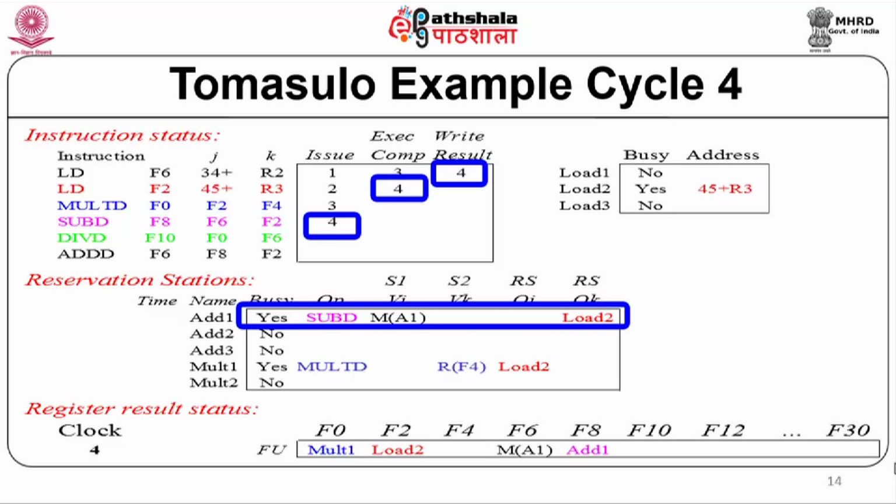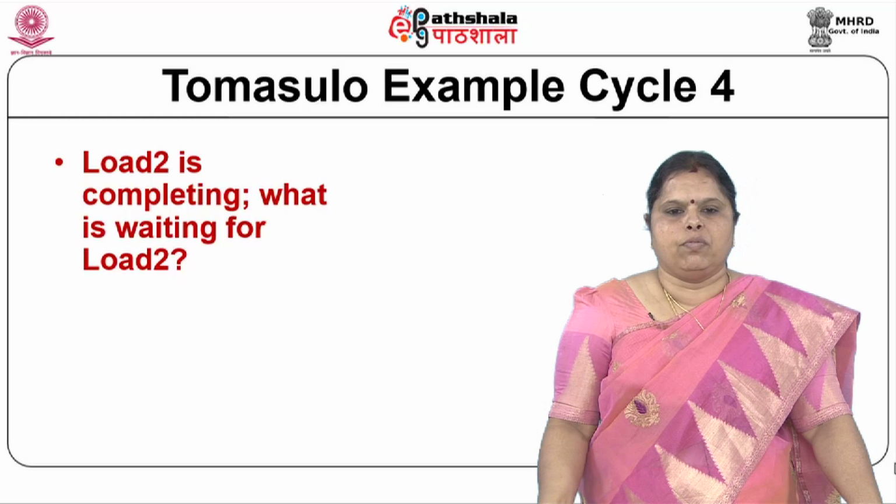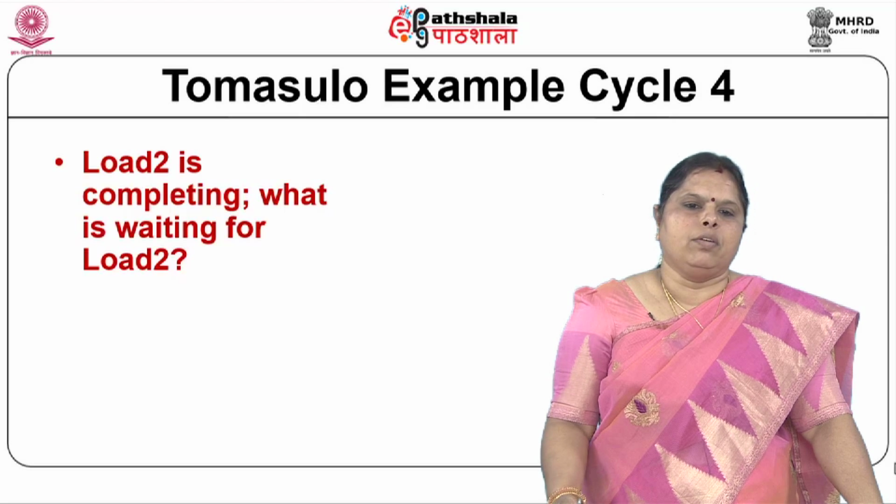One operand is already read because the data is already available; it is read and stored there. The other operand has to come from the load 2 instruction. So the QK field indicates that load 2 has to produce the data for this instruction. All this happens during clock cycle 4. You know that in clock cycle 4, load 2 is completing. So what instructions are waiting for load 2? Both your mul instruction as well as the sub instruction are waiting for load 2.